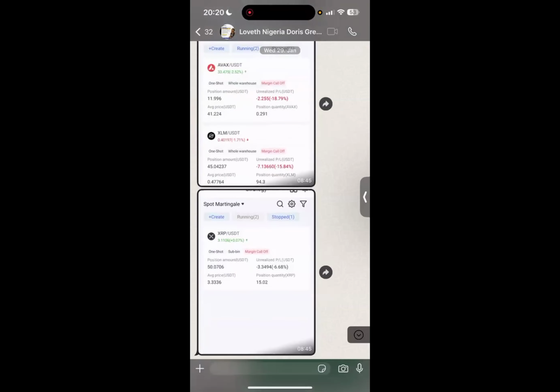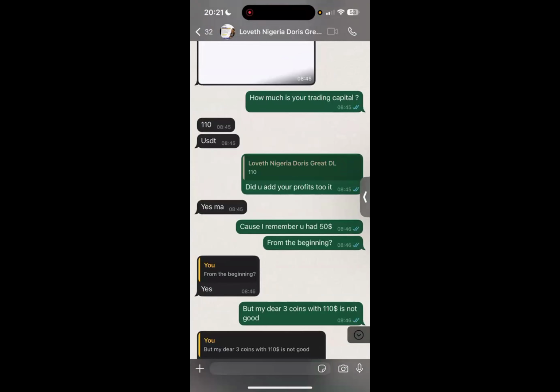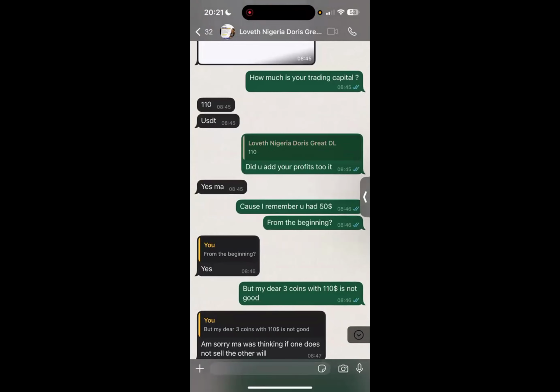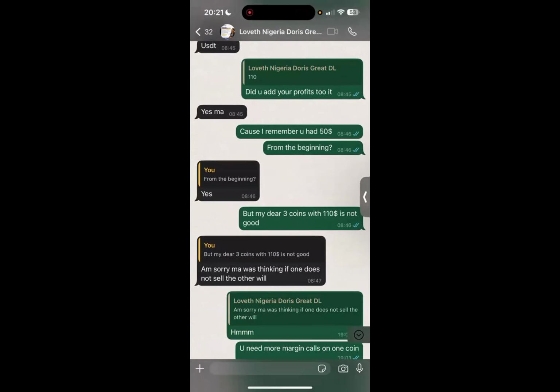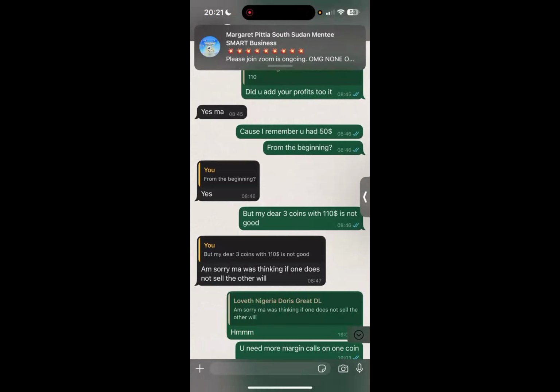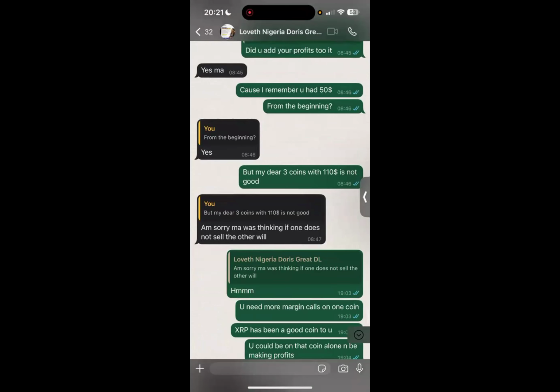Sometimes when people see the results we post, it excites them too much. They also want to show more. But no, you have to obey the rules. So I asked, how much is your trading capital now? She said 110 USDT. I said, did you add your profits to it? She said, yes, ma. I said, because I remember you had 50 from the beginning. She said yes. I said, but my dear, three coins with 110, it's not good. She said, I'm sorry, ma. I was thinking if one does not sell, the other will.